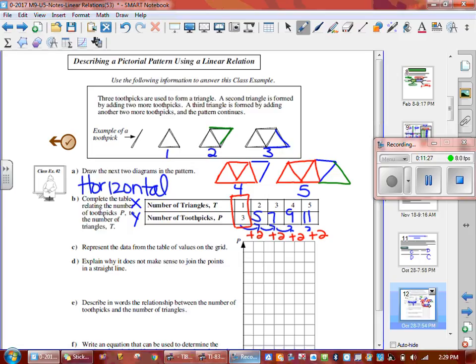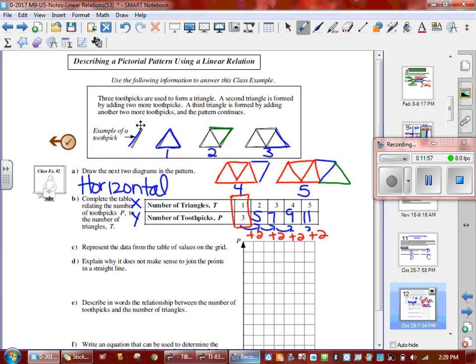So we're talking about the number of triangles that the number of toothpicks can create. So one toothpick creates no triangles. One triangle is created by how many toothpicks? 3. Well, how many toothpicks did I have to add to my first one to make a triangle? 2. I had to add 2. Well, how many more am I going to add to make the second one? 2. And what about the third? 2. Good. So we're going to be adding 2 every time.